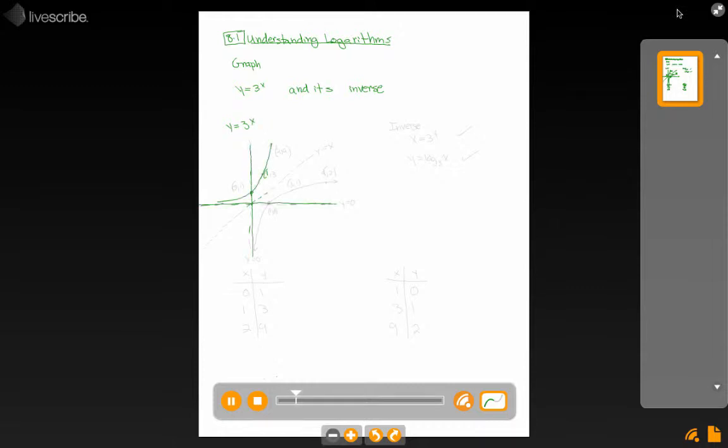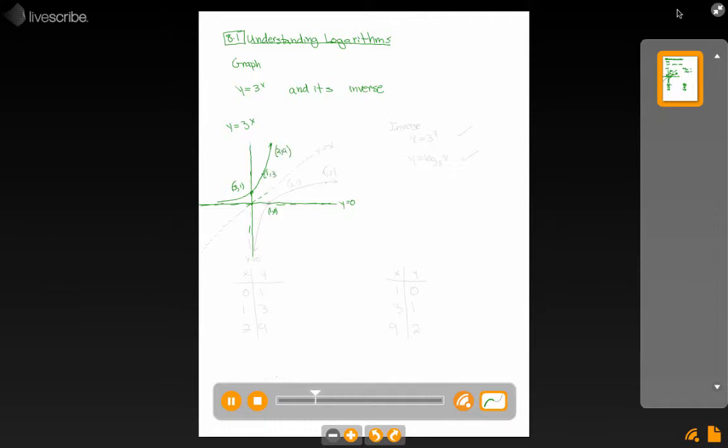It's an exponential growth function. It's going to increase as I go to the right. It has an asymptote at y equals 0, has a point at 0, 1. That's the y-intercept. Goes through 1, 3, for example, 2, 9.